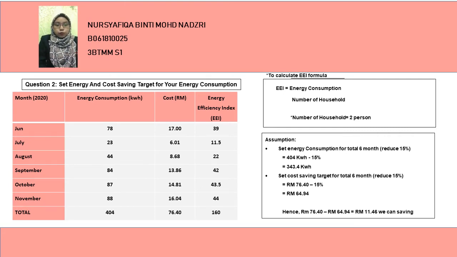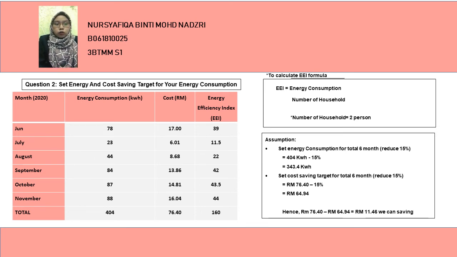So we assume we can reduce 15% in 6 months. So assume that we set the energy consumption for the total of 6 months to reduce by 15%. So the total for 6 months is 404 kilowatts, minus 15% because we assume that it can reduce 15%. Then we will get 343.4 kilowatts.